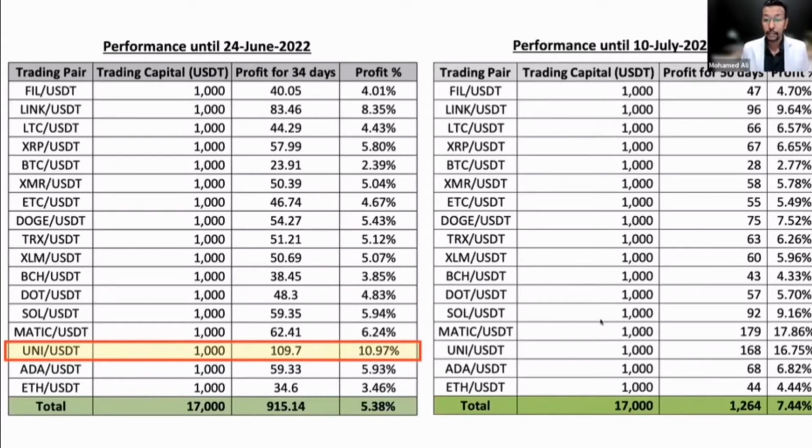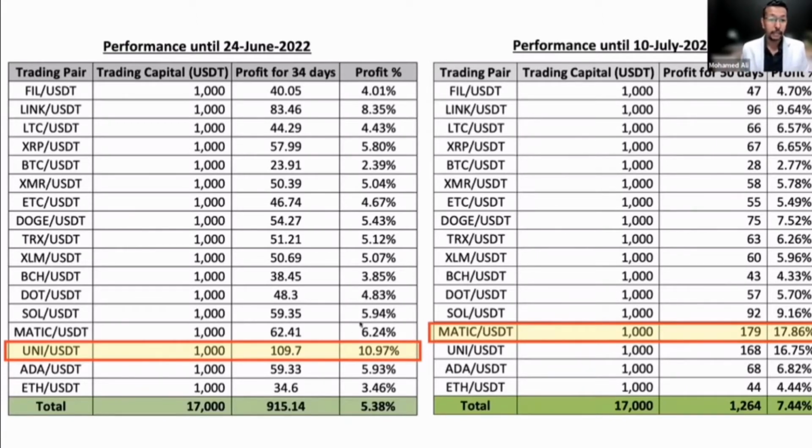There's something here that you really need to look at: our superstar has changed. It's no longer UNI giving the maximum profit. Now it's Matic, and it made over 17% in profit. This is very important, guys, because you will never know which coin is going to perform better than the others in the future. So the best way to choose coins is to use as many coins as you can. Looking at the past and choosing coins based on the past might not be a good idea, because you don't know how a coin is going to perform in the next couple of days.